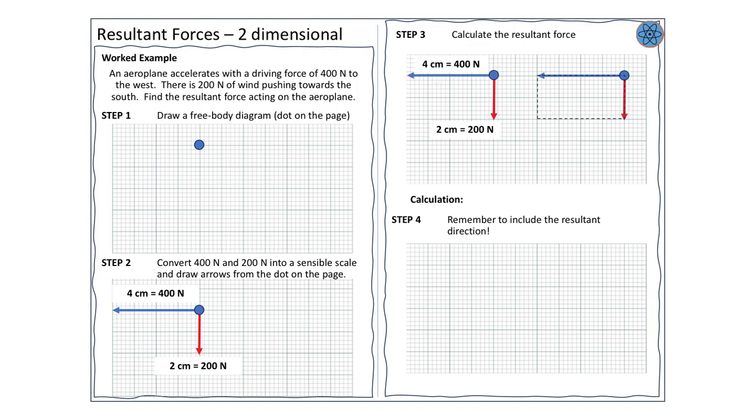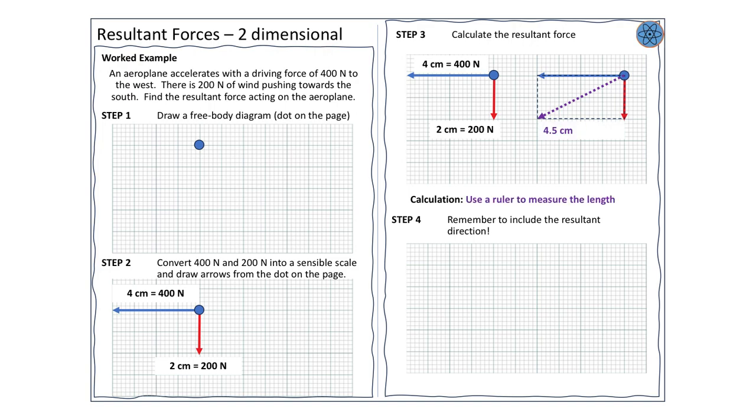For step 3, we're going to calculate the resultant force using a scaled diagram. So the difference here is I've turned the 2 arrows into a rectangle. So now we're going to draw a line from our dot to the other corner of the rectangle. And this is shown by the purple arrow.